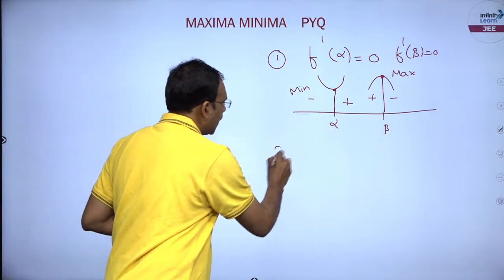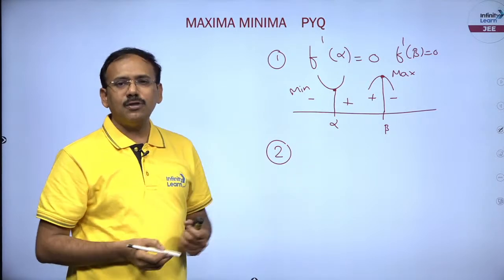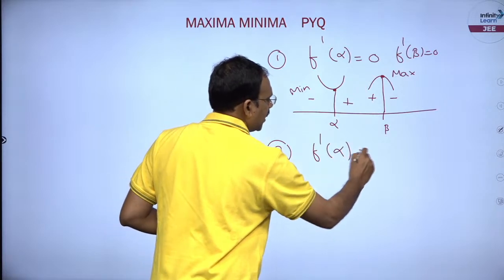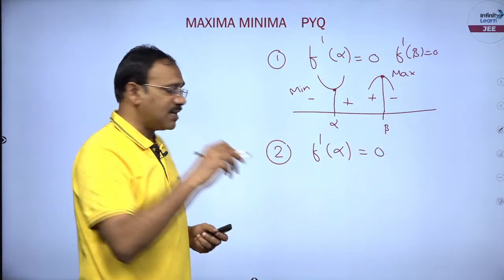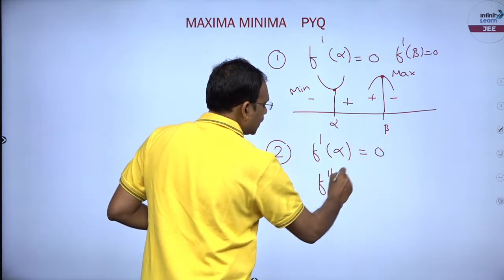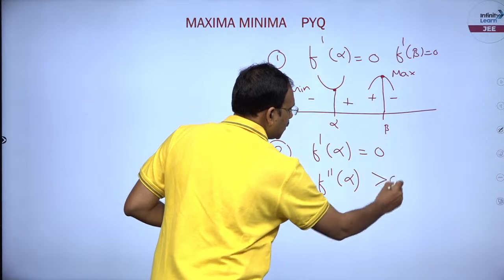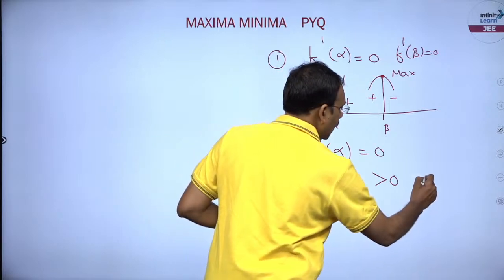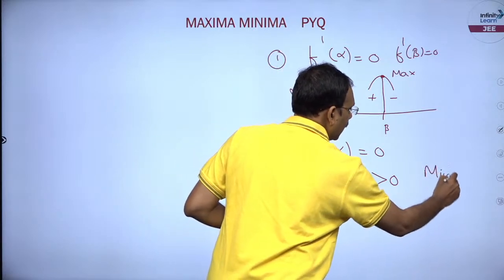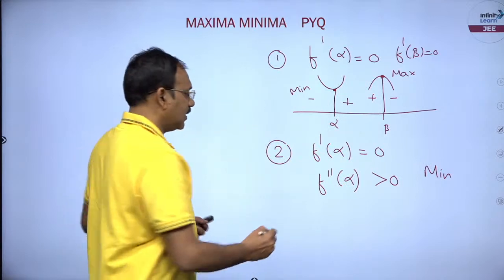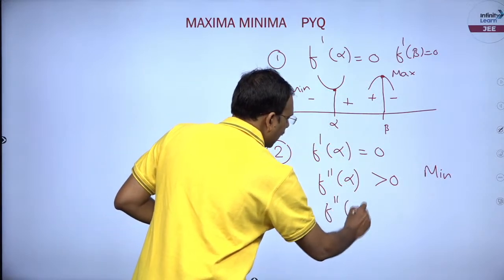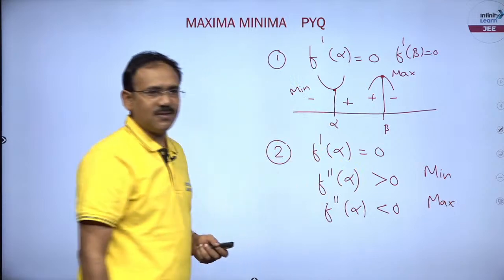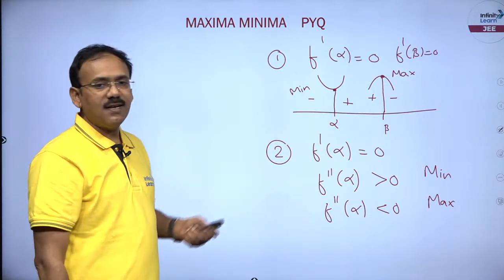Whereas, there is the second derivative test. Suppose you are unable to observe this, you can also do one thing. Suppose at alpha the first derivative is 0, then you just find the second derivative. If the second derivative at alpha is positive, f will have a local minima at x equal to alpha. If the second derivative at alpha is negative, it will have a local maxima. This is the point, friends. Okay, this is the second derivative test.